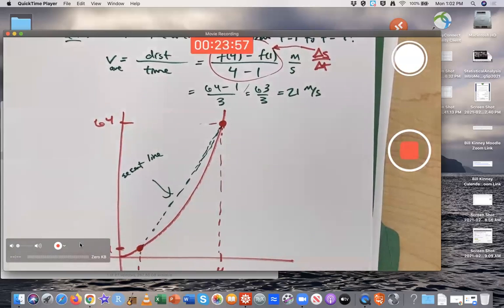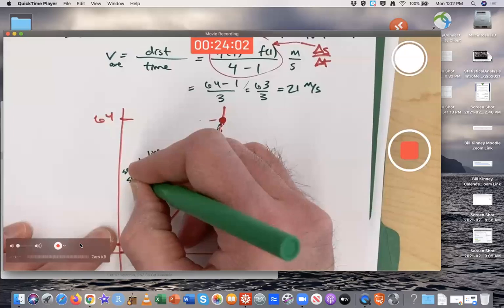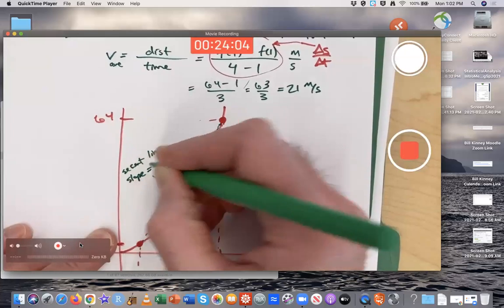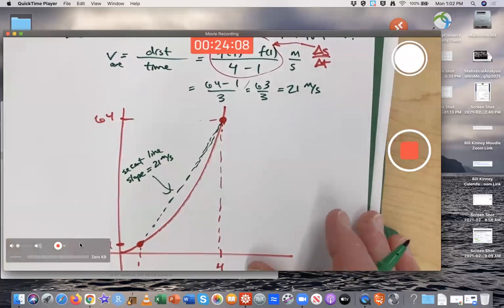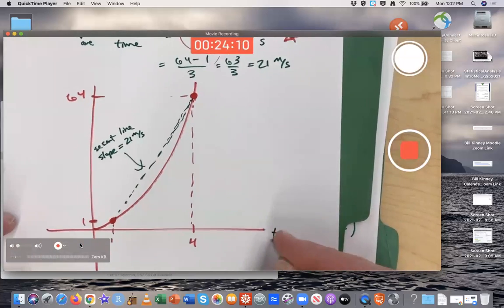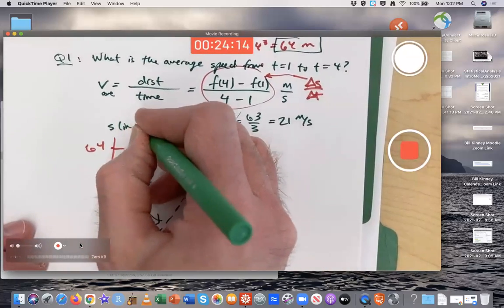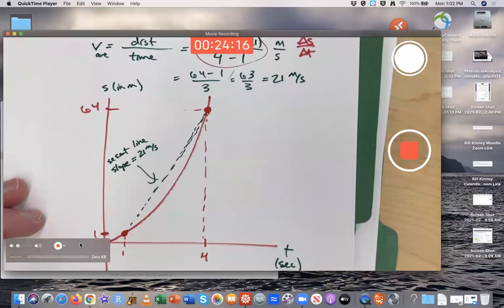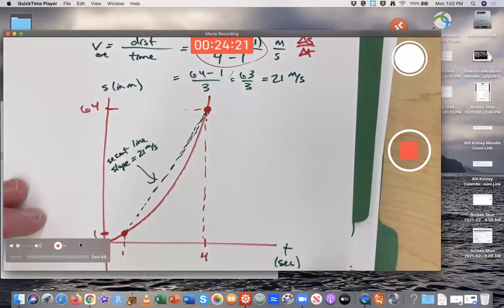But that secant line has a slope, rise over run, equal to the average speed, 21 meters per second. You should include units. This is T in seconds. This is S in meters. A slope is a rise over run, a change in S divided by change in time. Something in meters per second is the way to think of it.